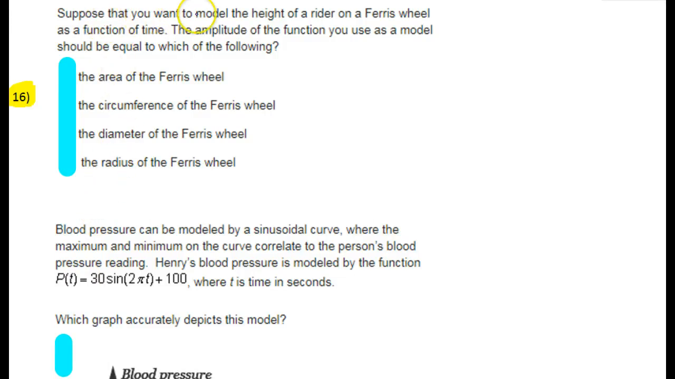Suppose that you want to model the height of a rider on a Ferris wheel as a function of time. The amplitude of the function you use as a model should be equal to which of the following: the area of the Ferris wheel, the circumference of the Ferris wheel, the diameter of the Ferris wheel, the radius of the Ferris wheel. Okay, so here's a Ferris wheel. Use your imagination.